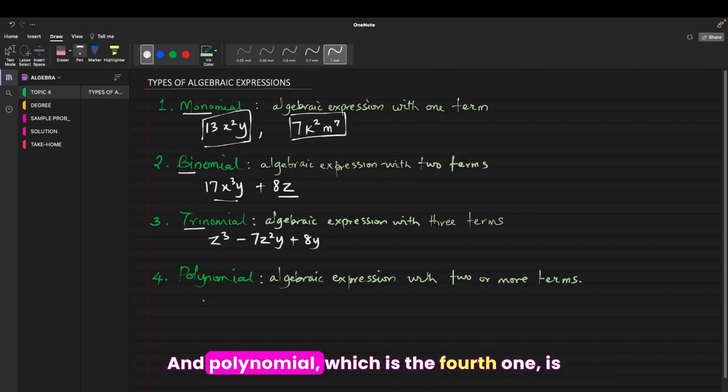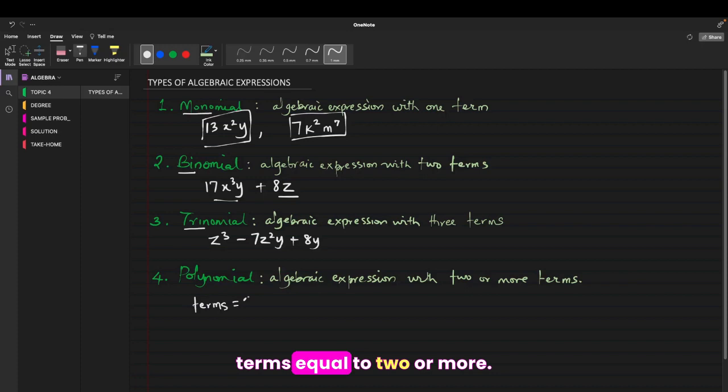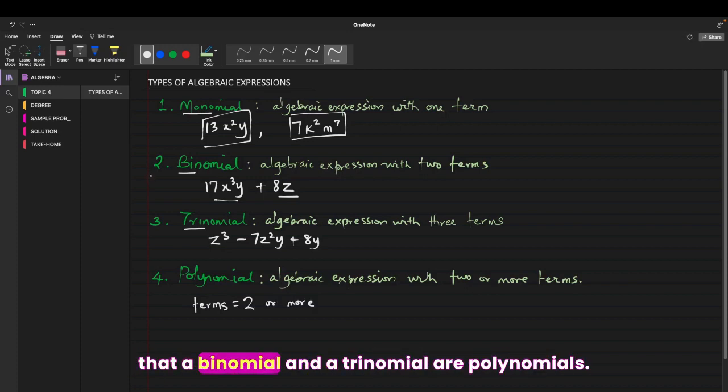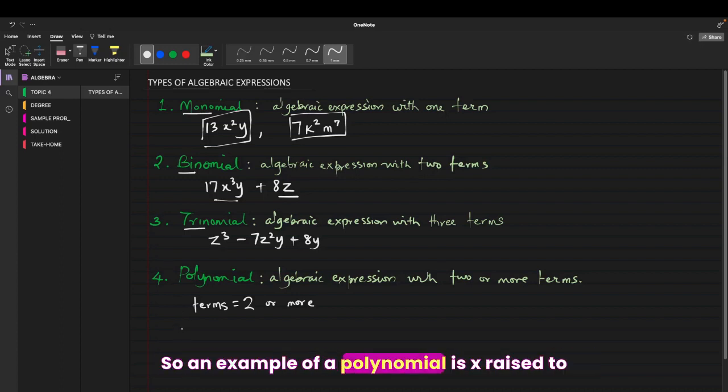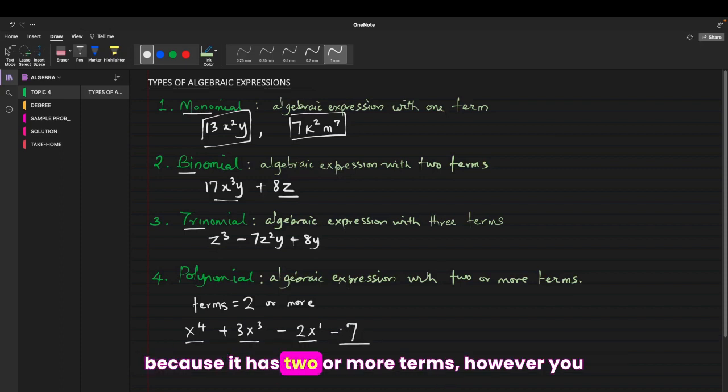And polynomial, which is the fourth one, is an algebraic expression with two or more terms. If it has two or more terms, it's correct to say that a binomial and a trinomial are polynomials. So an example of a polynomial is x raised to the power 4 plus 3x raised to the power 3 minus 2x raised to the power 1 minus 7. Because it has two or more terms, it is called a polynomial.